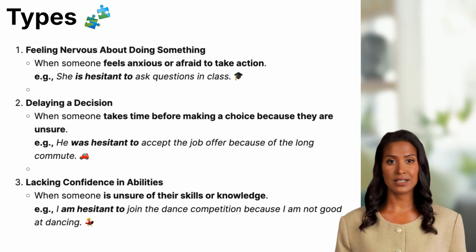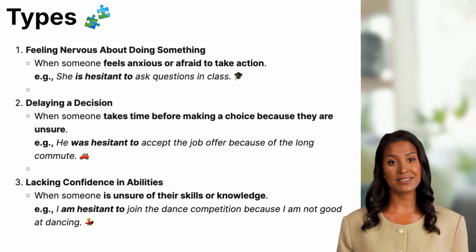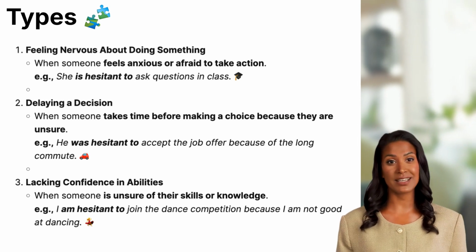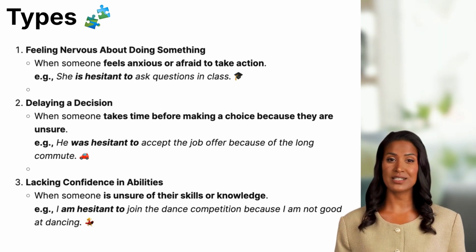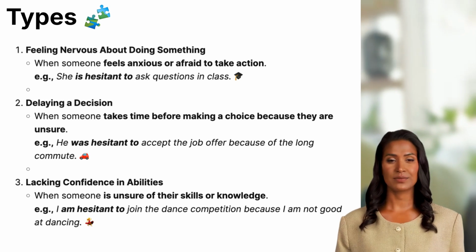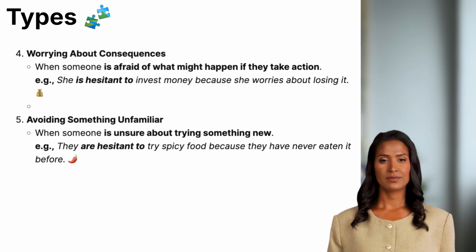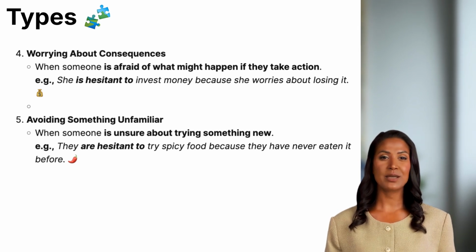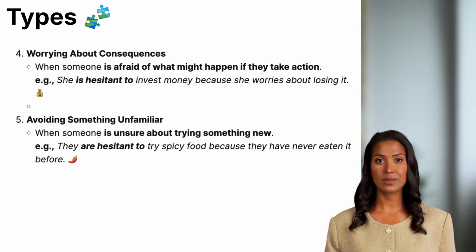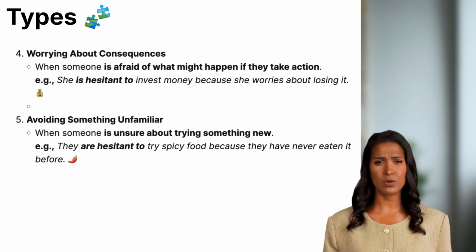More examples. He is hesitant to play the piano in public because he is still learning. She was hesitant to apply for the promotion because she didn't think she was ready. If someone is unsure of their ability to succeed, be hesitant to is a natural way to describe that feeling. 4. Worrying about consequences. Use be hesitant to when someone is afraid of what might happen if they take action. Example, she is hesitant to invest money because she worries about losing it. This means she is unsure about investing because she is afraid of financial risks.